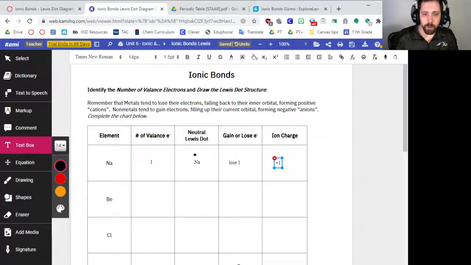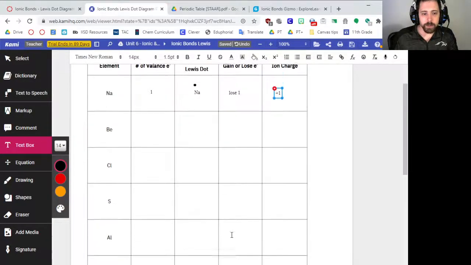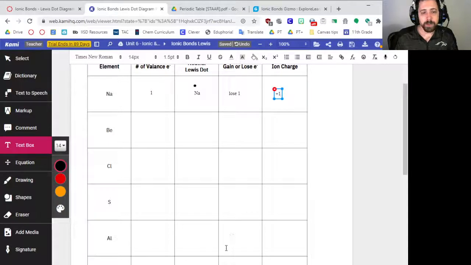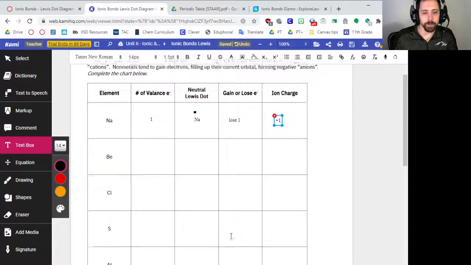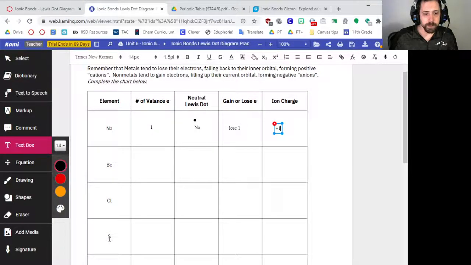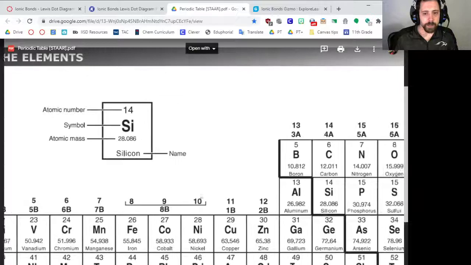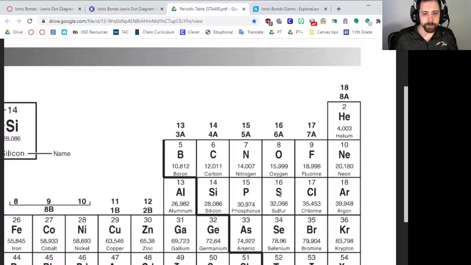All right, I hope it makes sense how I did all this. Let's do 2 other examples here real quick. I'm gonna come down here and do S for sulfur. First I need the number of valence electrons, so I need to find it on our periodic table here. And S is right over here.